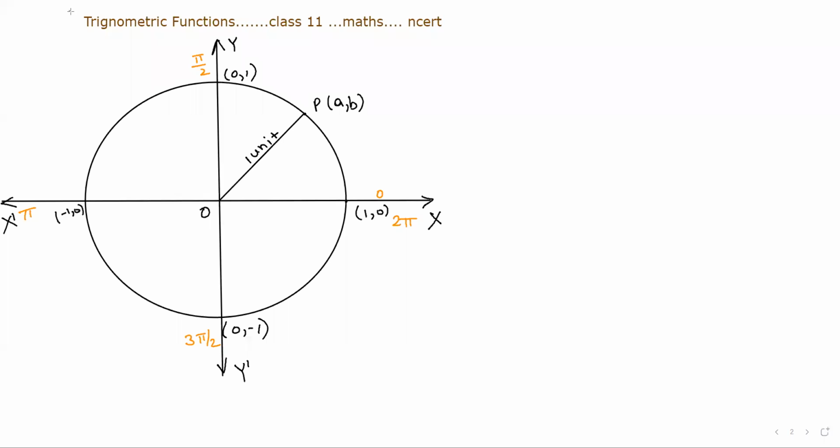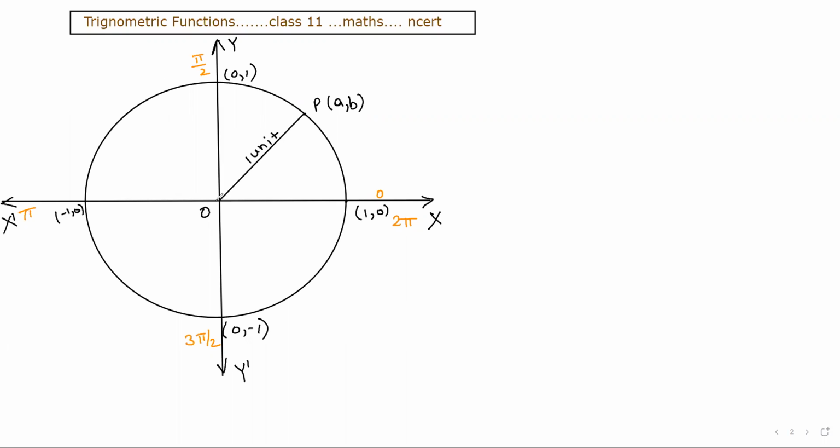We were discussing trigonometric functions, class 11th maths, NCERT. Let's continue with the discussion. Now, in the last class, we discussed the signs of trigonometric functions for different angles in different quadrants. And today, we'll discuss how they vary in different quadrants. But for that, first, a few basic concepts.